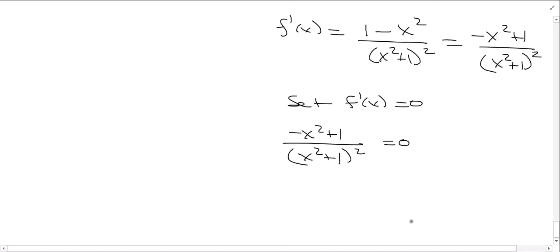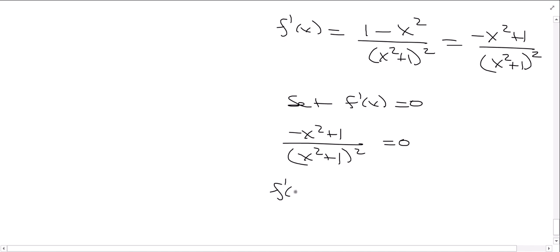A fraction is 0 when the numerator is 0, and a fraction is undefined when the denominator is 0. We already know that x squared plus 1 is never 0, so the derivative is never going to be undefined. So let's look at where the derivative is 0.